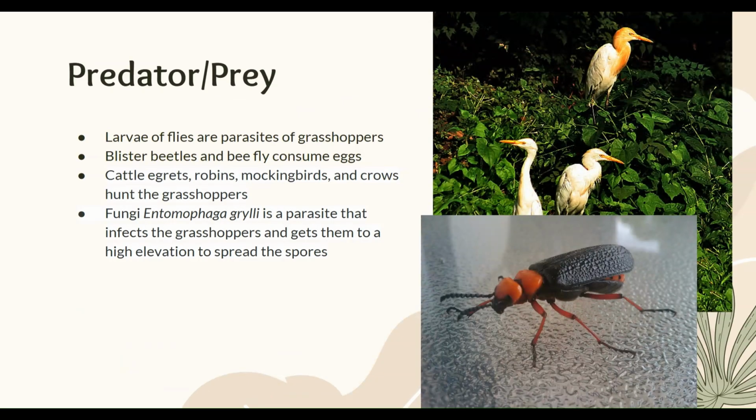The predator-prey relationship. So the larvae of flies are often parasites to the grasshoppers. Blister beetles and bee flies consume eggs. Cattle, egrets, robins, mockingbirds, and crows hunt the grasshoppers. And what I found interesting was that there's a fungus, Entomophaga grylli, which is a parasite that infects the grasshoppers and gets them to a high elevation to spread the spores.